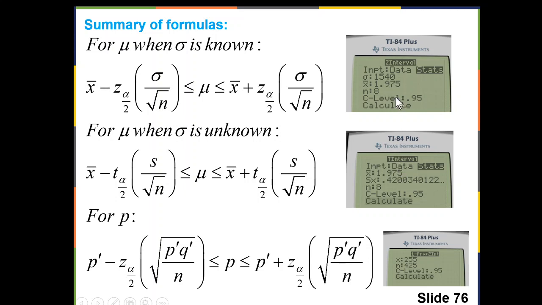In both of these situations, you can have raw data or you can have the statistics. If you have the statistics, then you pick stat. If you have raw data, you pick data. And then for proportion, we use this formula, and with the calculator, we go to 1 proportion z interval, right? So the calculations are very easy in this chapter because the calculator can do it for you, right? And there are 2 more formulas, one for finding the sample size if you're working with proportion, and finding the sample size if you're working with mu.